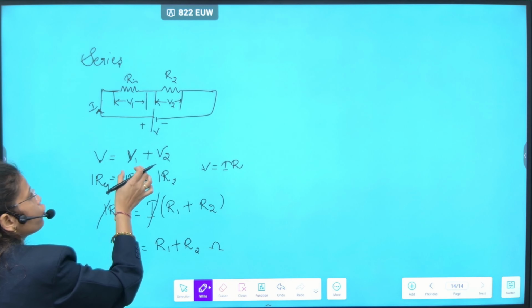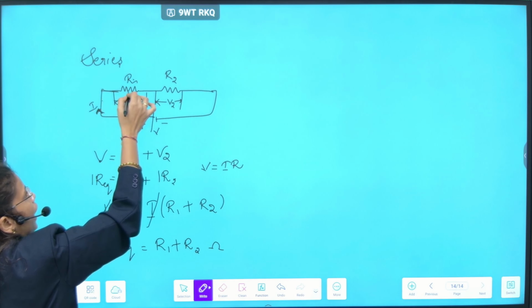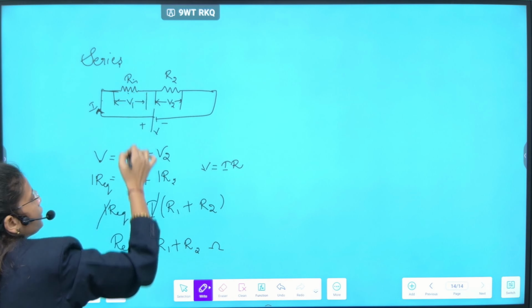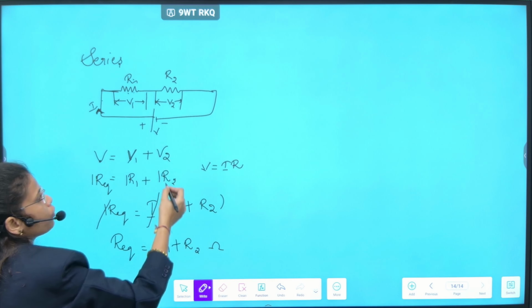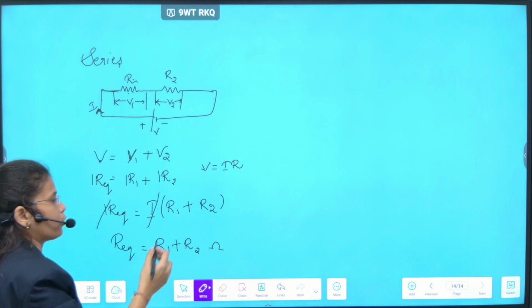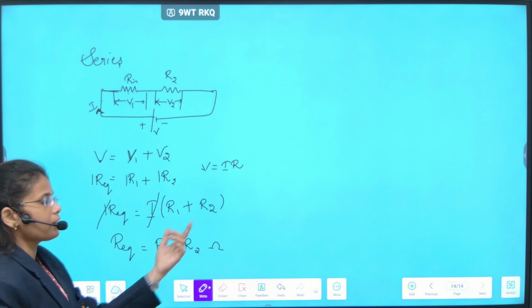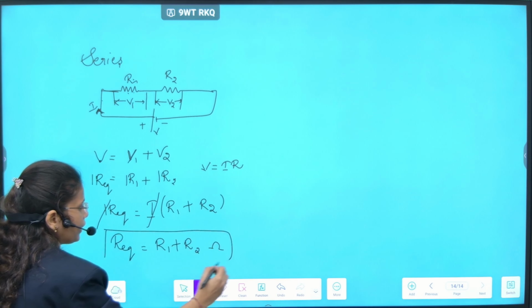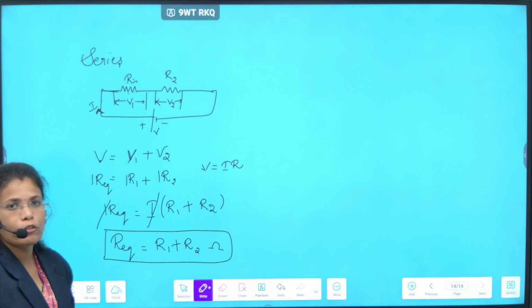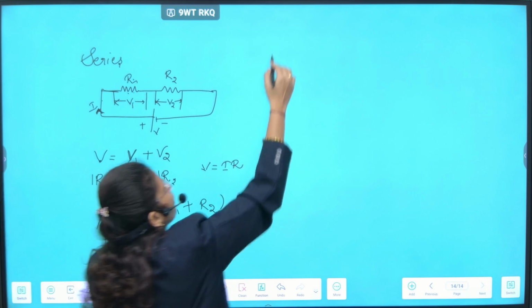The voltage drop across R1 is the current flowing through R1, so V1 is represented as I into R1, plus V2 is represented as I into R2. Now I am taking I as common, giving R1 plus R2, where I gets cancelled. When two resistors are connected in series, the equivalent resistance is R1 plus R2.